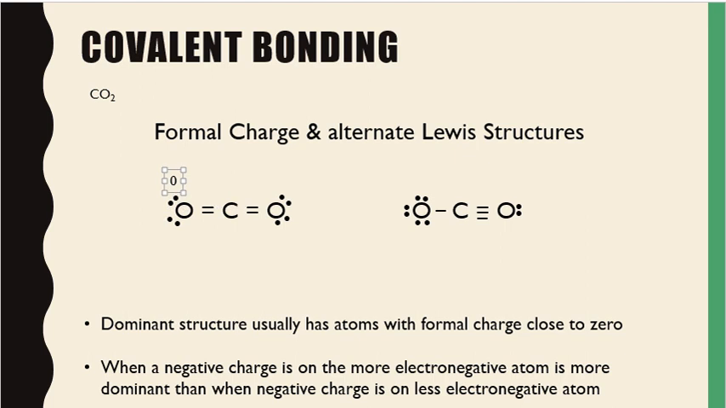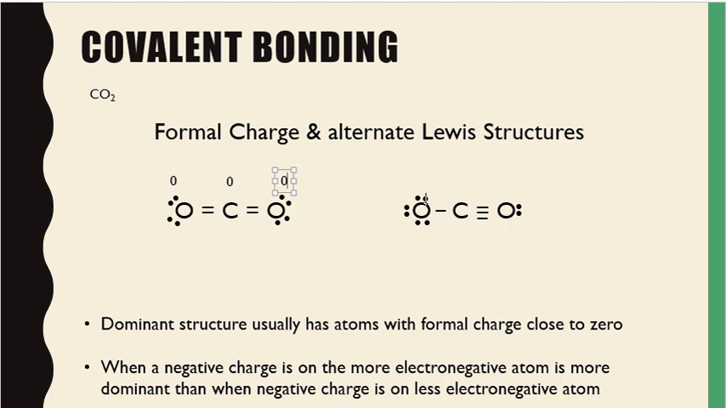Carbon has 4 valence electrons. And so 4 minus, it only has bonding electrons: 1, 2, 3, 4. Formal charge of 0. This oxygen is identical to this oxygen, so it makes sense for its formal charge to also be 0. So all the formal charges on this version of carbon dioxide are 0.